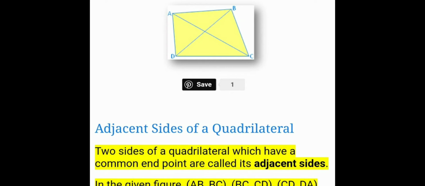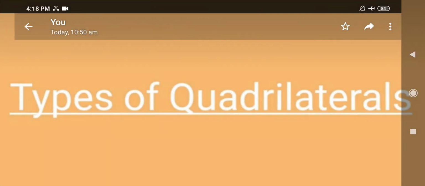Also the next pair of opposite sides is AD and BC. These two are also called a pair of opposite sides. So opposite sides are those sides of a quadrilateral which do not have a common vertex, which do not have a common point. Now let us see the different types of quadrilaterals.